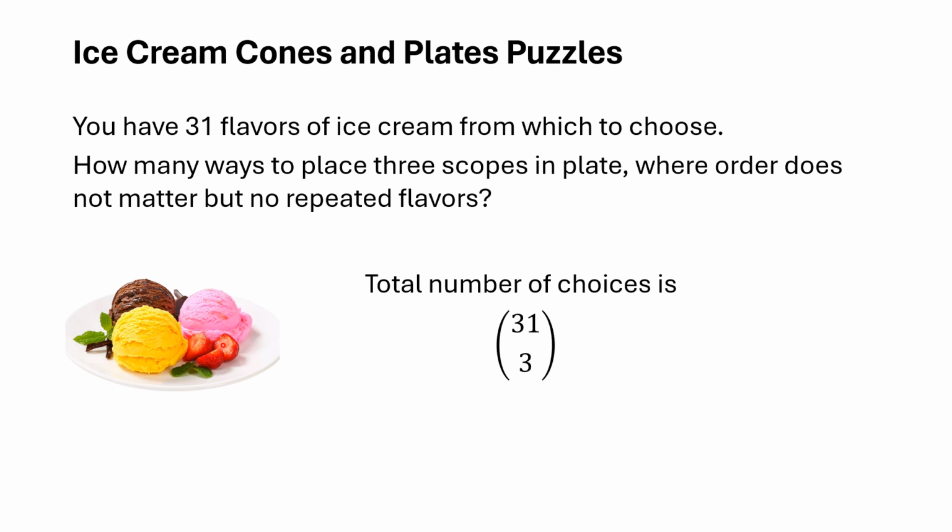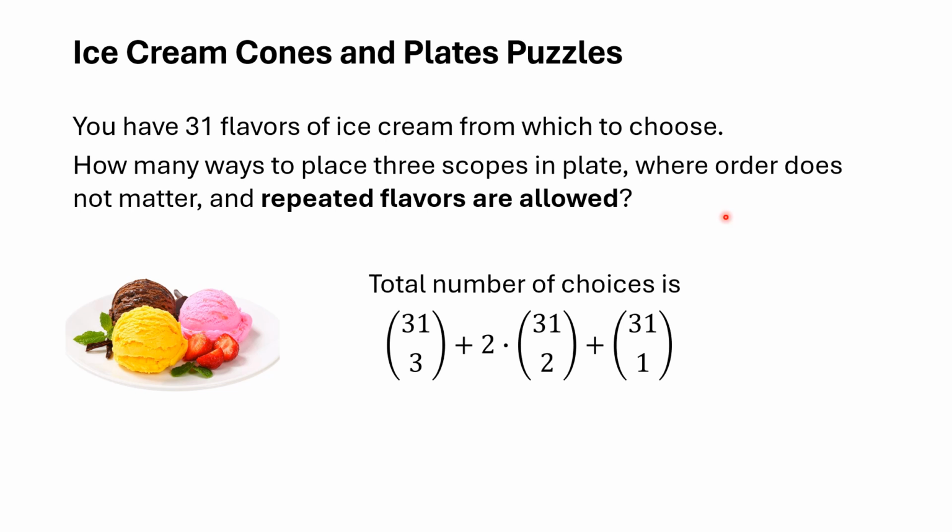So we've talked about this type of problem before, and of course it doesn't have to be ice cream, but whenever you're selecting 3 items from a set with no particular order, then you have 31 choose 3 in this case. Now we'll next look at the case where you can have repeated flavors.